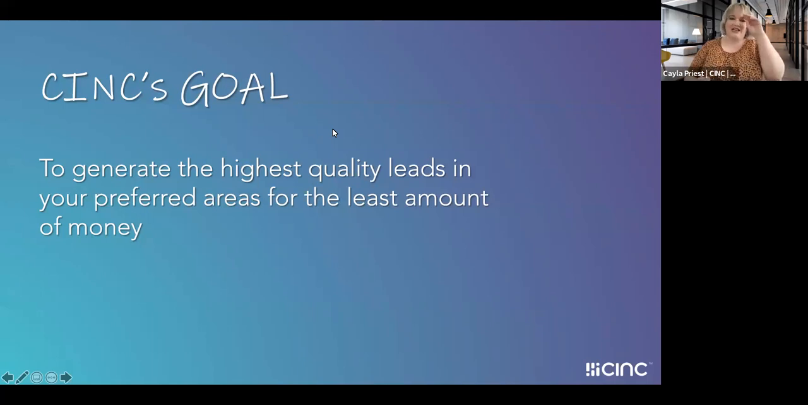So first I wanted to touch on CINC's goal. Really your team's goal is to generate the highest quality leads in your preferred areas for the least amount of money. So that's kind of like your team's mission statement, right?